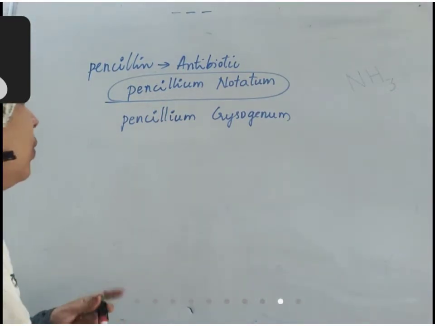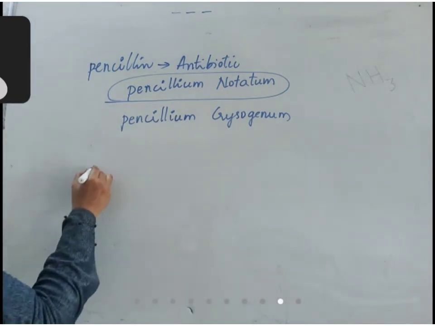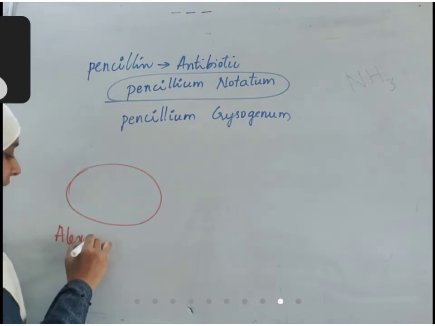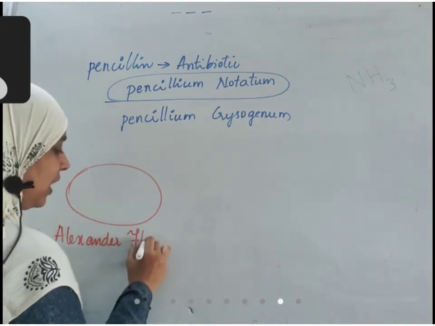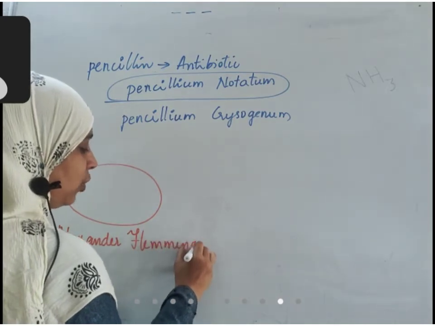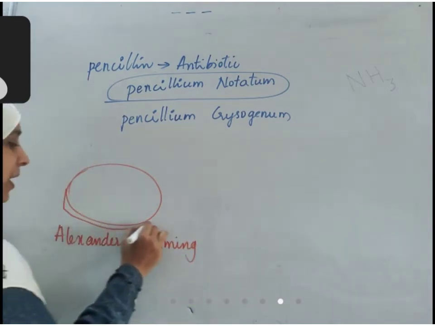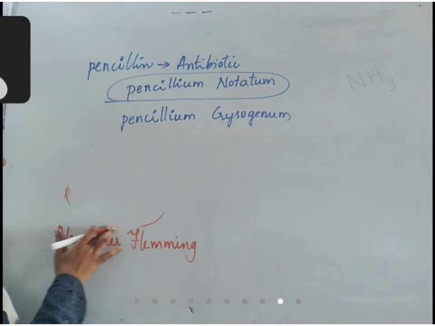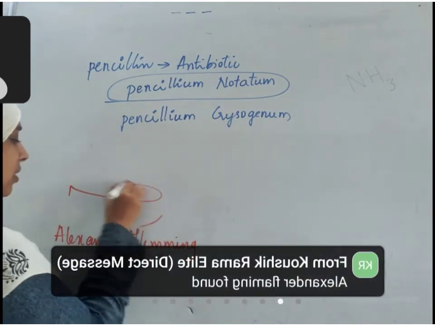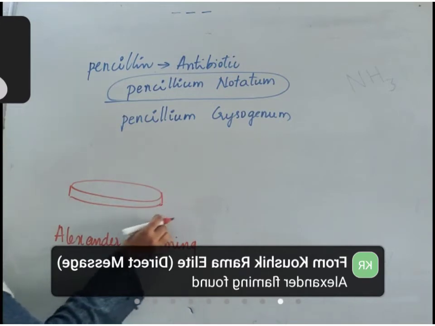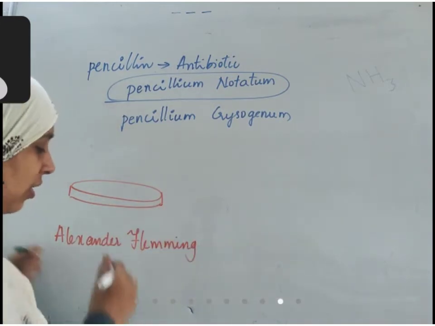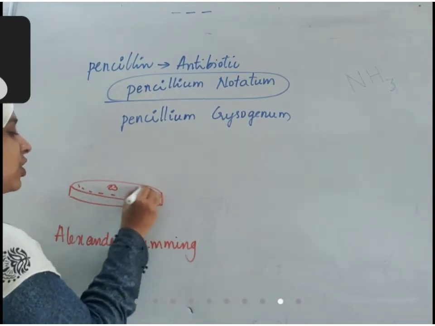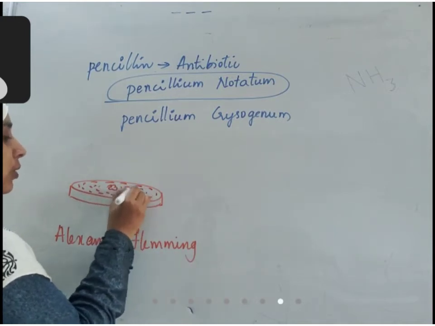Okay, when Alexander Fleming was doing experiments with some microbes, he grew some of the microbes in a petri dish. A petri dish is a round bowl-like structure. So when he was growing like this, he was infected with a fungal infection. Usually when you grow some bacteria, it grows in all directions, in the entire petri dish.